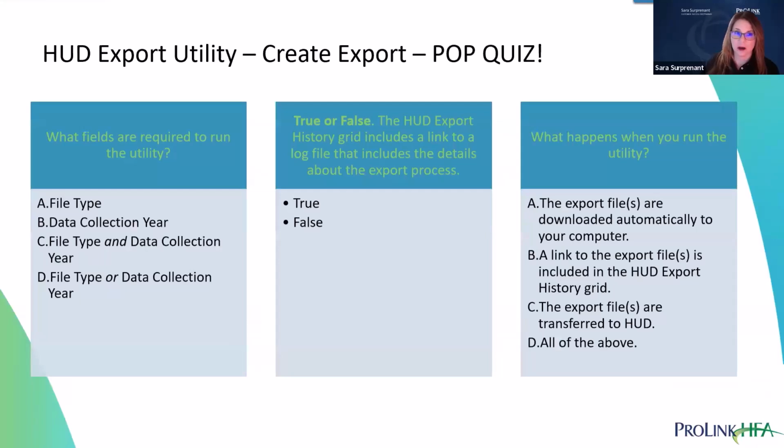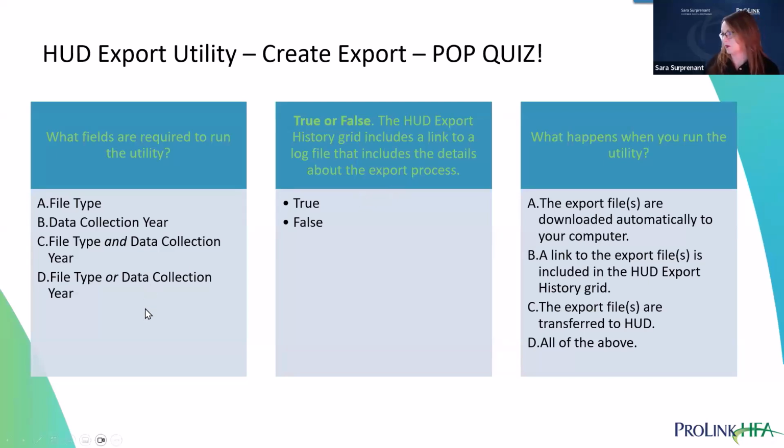So now we have our pop quiz on how we create the export. My first question is going to be, and you can throw your answers in the chat here, which fields are required to run the HUD export utility? A is just file type, B is data collection year, C is file type and data collection year, and D is file type or data collection year.